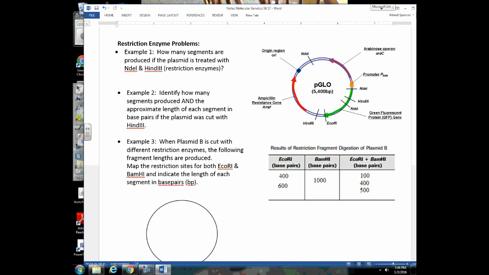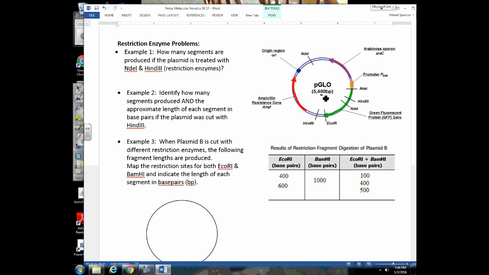Now I want to take a second to show you problems related to restriction enzymes, plasmids, and restriction sites. These can be simple problems, but not if you haven't seen them before and practiced them before. So here I have a plasmid, and you can see that oftentimes they're going to indicate how long in base pairs this piece of DNA is. So this one is 5,400 base pairs long. So it's a pretty small segment of DNA.